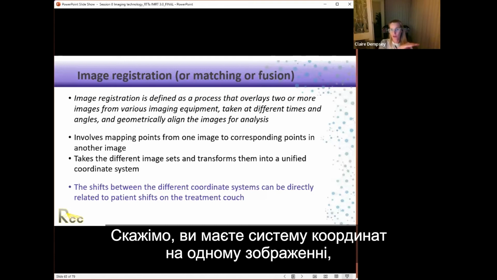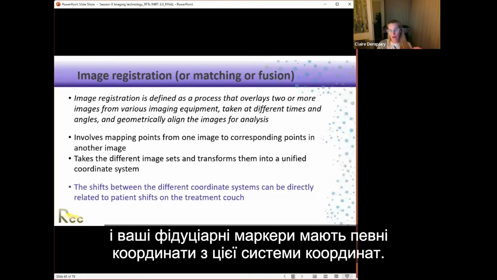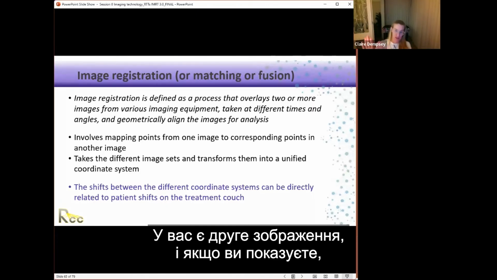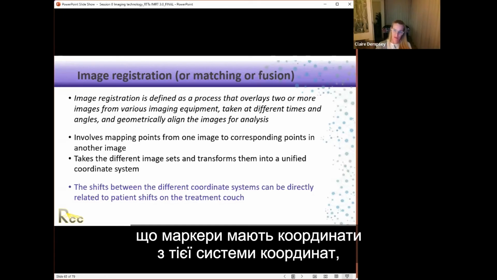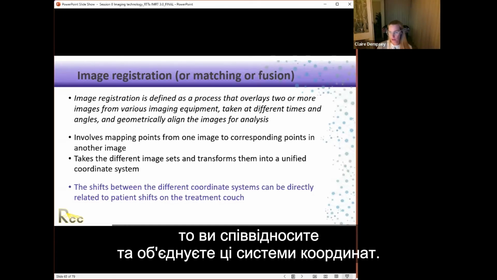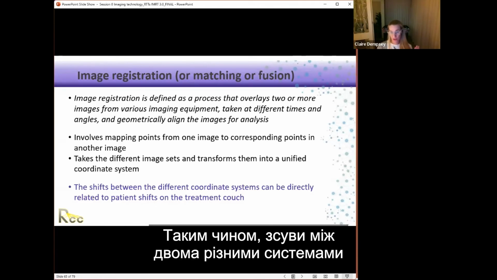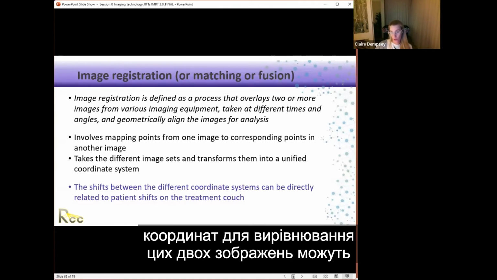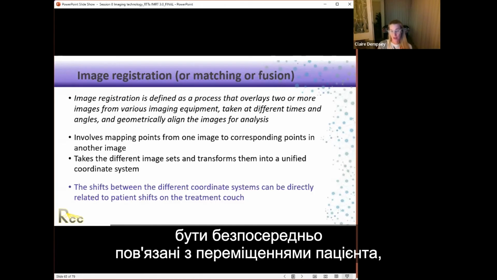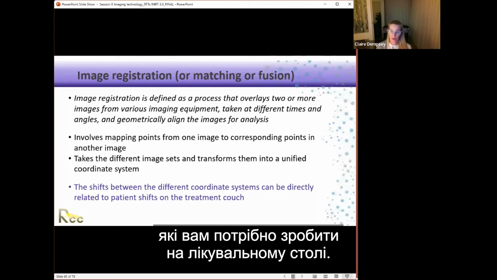So let's say you've got a coordinate system on one image and your fiducial markers have certain coordinates from that coordinate system. You've got your second image and your fiducial markers have coordinates from that coordinate system. You then correspond and unify those coordinate systems. So the shifts between the two different coordinate systems in order to align those two images can then be directly related to the patient shifts that you need to do on the treatment couch.